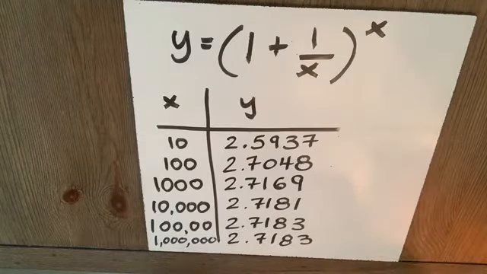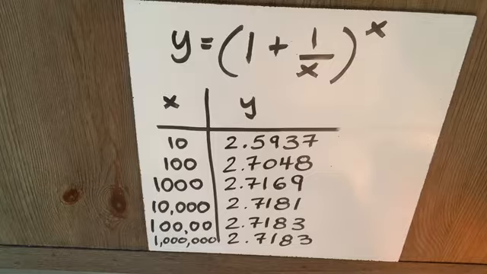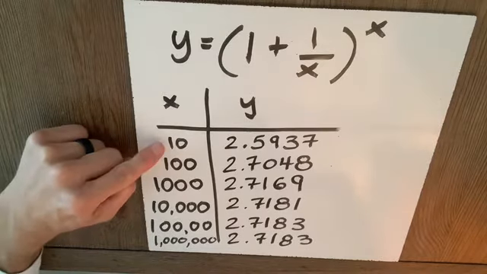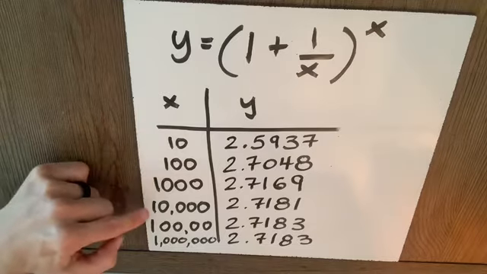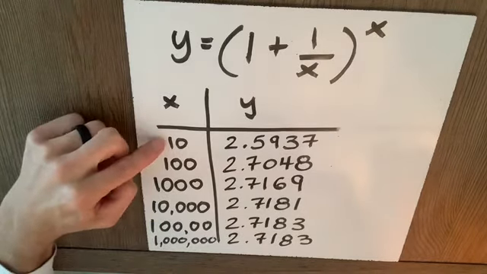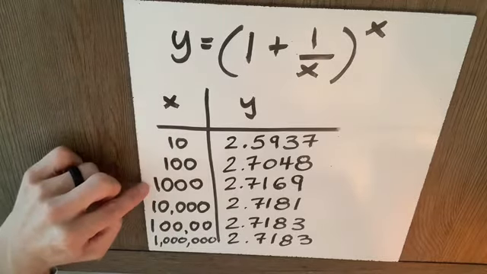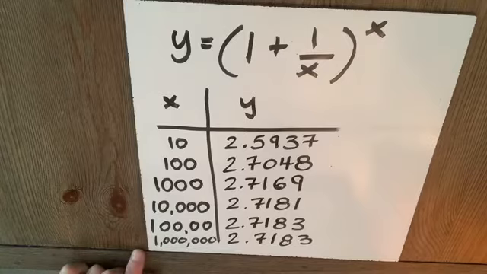Now, I've made an xy chart here, and I am choosing the x values. It's me who chooses the x values. Notice what x values I've chosen. Positive x values that are increasing by a factor of 10. Looks almost like a geometric series or sequence: 10, then I multiply by 10, then I multiply by 10 again. In other words, these numbers are getting bigger and bigger.